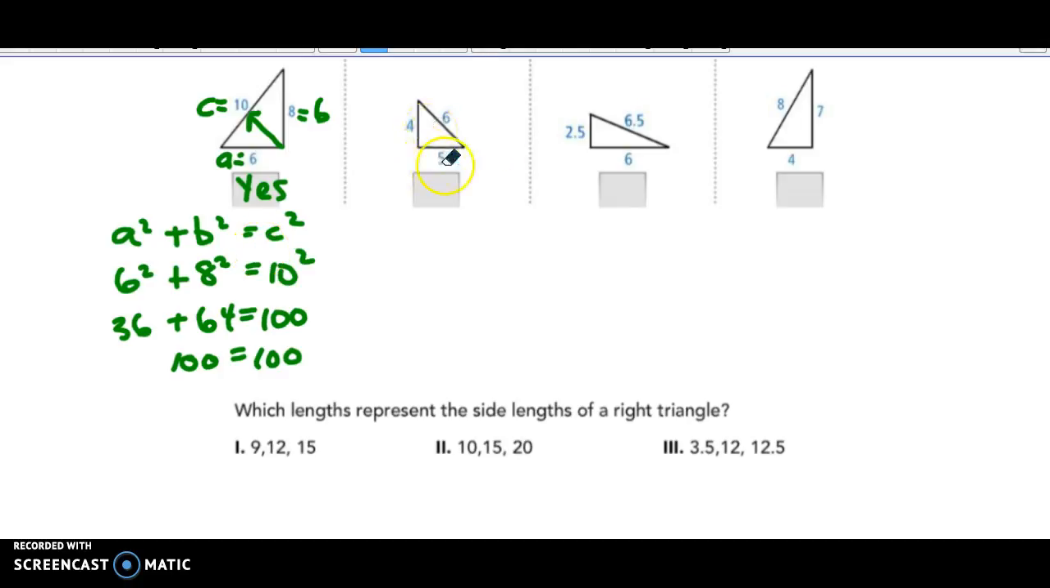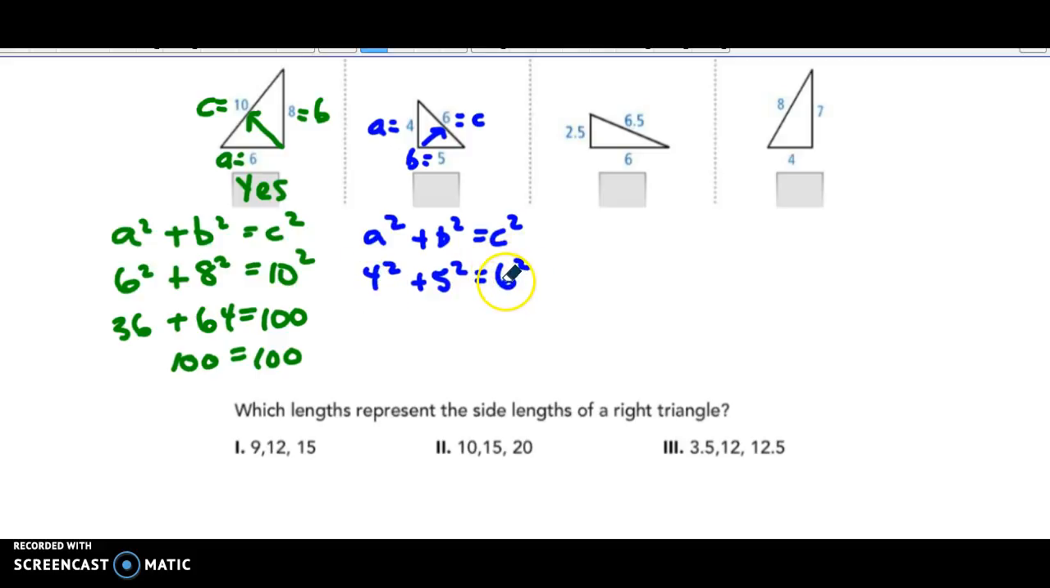Let's check this one. This would be our angle in question right here, right? This looks like it could be a right triangle. So since this is the side across from the right angle, or the possible right angle, this would be our C value. So I'm going to make the smallest side my A, and this medium size my B. Let's check it out. Does A squared plus B squared equal C squared? I wrote my formula, now let's substitute. A is 4, so 4 squared plus B squared, which is 5 squared, equals C squared, or 6 squared.